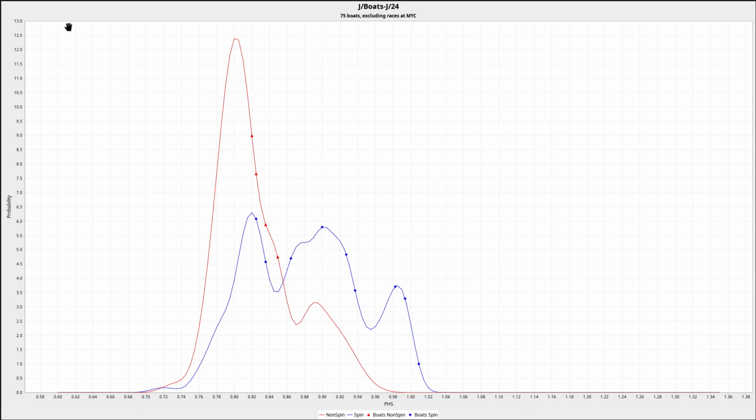The J24s, this is interesting. The non-spinnaker, nice big peak, and we're sort of crueler to the J24s than the average club. This is on 75 boats. And then for the spinnakers, there's 3 peaks with 1, well, it's not really around 1, so I don't know why. And our boats are scattered all over that thing. Anything from over 1, wow.